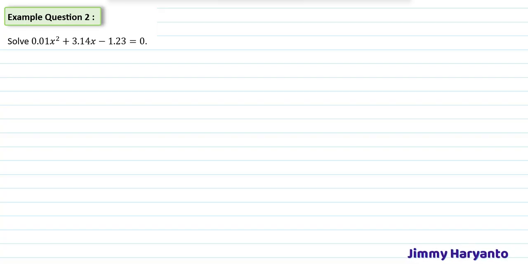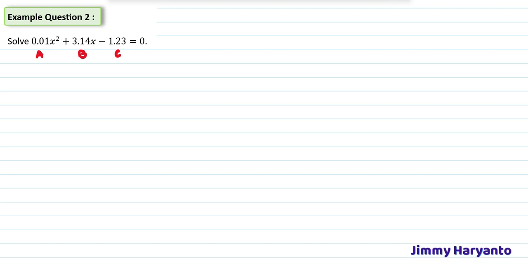Okay, example question 2. For this one, as you can see, the number is not so good. 0.01 x squared plus 3.14 x minus 1.23. To solve these equations, if you use factorization and completing the square, it will be hard enough to do. That means the easiest way is to use the formula.